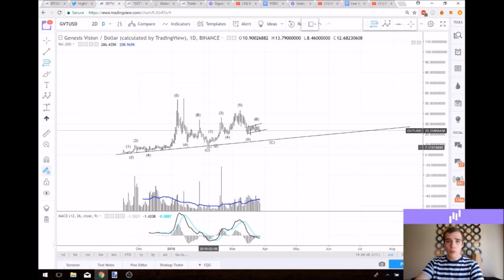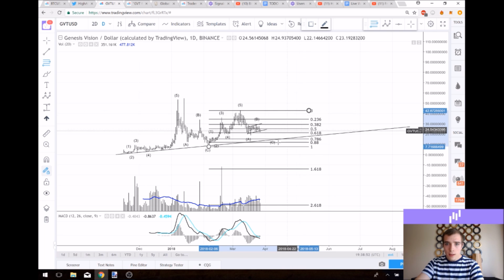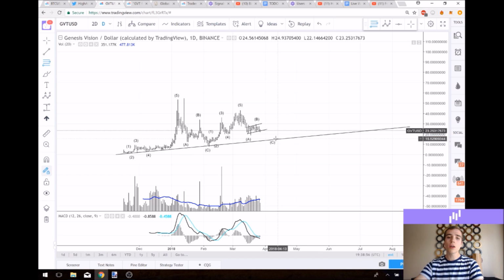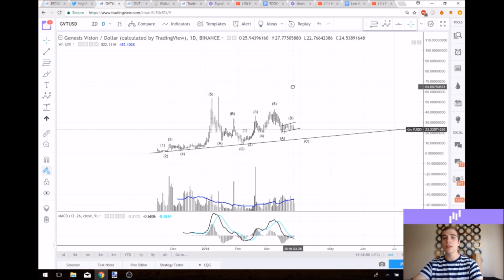So we started the new wave set after the ABC. So this would be, yeah, at and around the 786 retracement, which is also common. So this is another possibility for Genesis Vision.